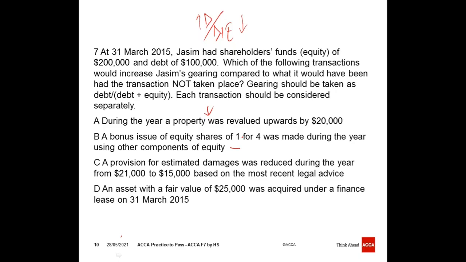Provision for the estimated damages was reduced during the year from 21,000 to 15,000 based on the most recent legal advice. So if the provision was decreased over the year, the accounting entry will be provision debit and income statement credit. It is actually increasing the profits, increasing the retained earnings, and increasing the equity. If the equity has increased over the period, the gearing ratio will go down.